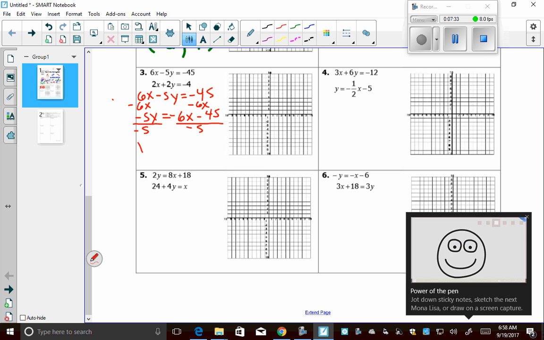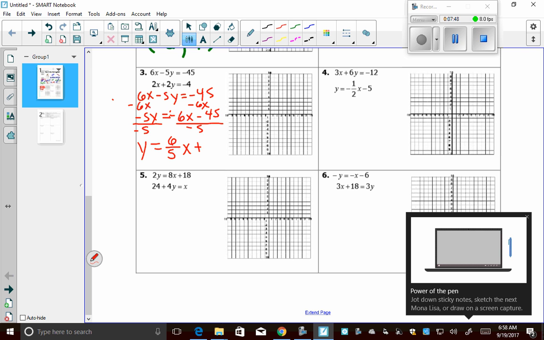So I'm left with y equals positive, because a negative divided by a negative is going to be a positive, 6 over 5x. Negative divided by a negative is also going to be a positive, so it's going to be a plus 9. So this is the line I'm going to have to graph.